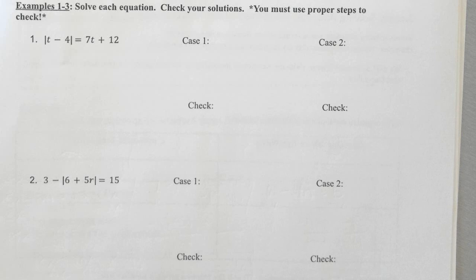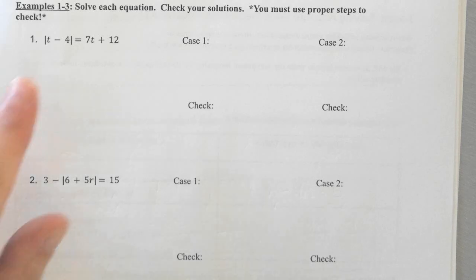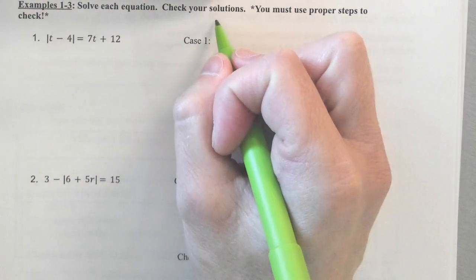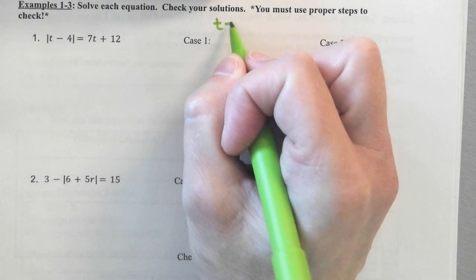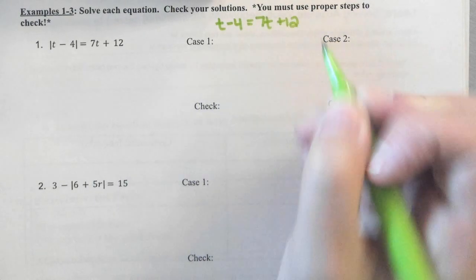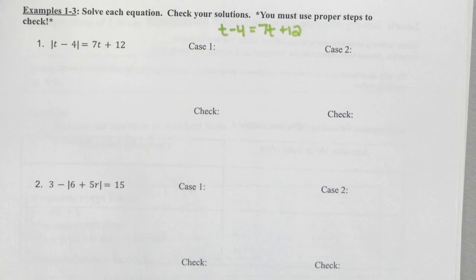Step 1. Is the absolute value by itself? Yes. It's all alone. Now, granted there are a couple things inside of it, but there's nothing I can do about that. So, from here, we're going to write our 2 cases. The first case is always going to be exactly what you see. T minus 4 equals 7t plus 12. So that's my first case. Maybe I'll do them in different colors. I think I'm going to go different colors today. You don't have to, but join me if you'd like to.